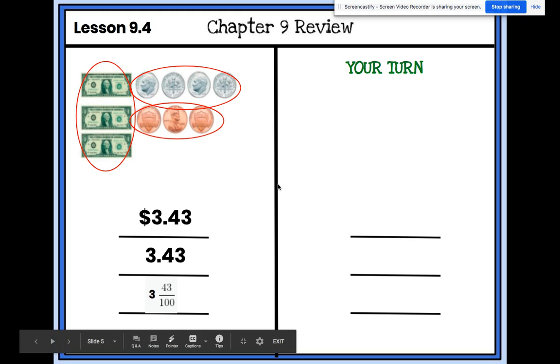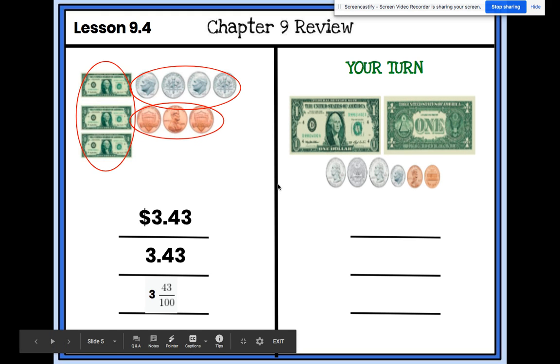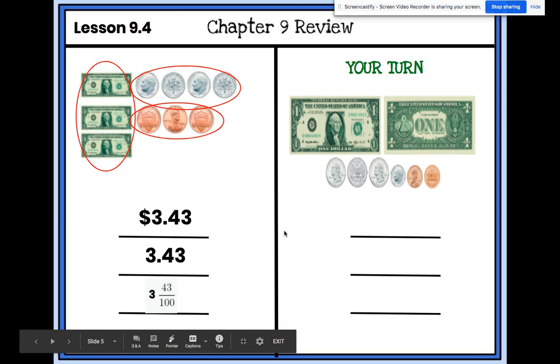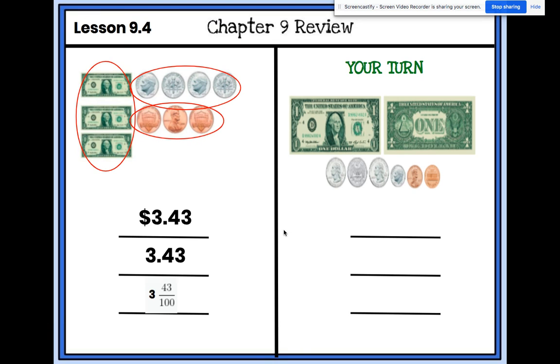So it's your turn. You're going to count this total money amount. And I want you to write the total money amount 3 ways. I want you to write it as a dollar total money amount. I want you to write it as a decimal form, and then write it as a mixed number. Okay, great. Let's see what you did.